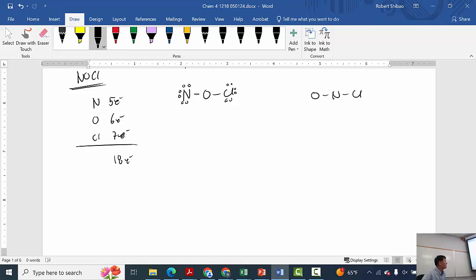So how many electrons have I used up? 2, 4, 6, 8, 10, 12, 14, 16. How many do I have? 18. So I have 2 extras. The 2 extras I'm going to put in the middle, which we call the central atom.